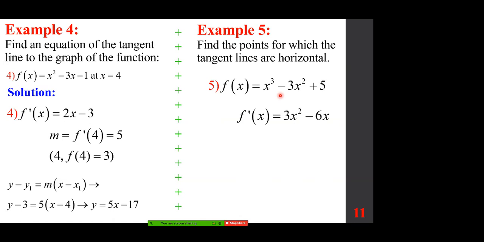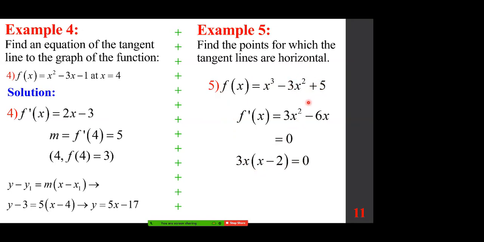Because it says horizontal, set it equal to 0. So because of this, we set it equal to 0, and we factor out the 3x. X becomes either 0 or 2. It's important to know that there are two pairs. X is either 0, you have to put it back in, gives you 0, 5, or 2.